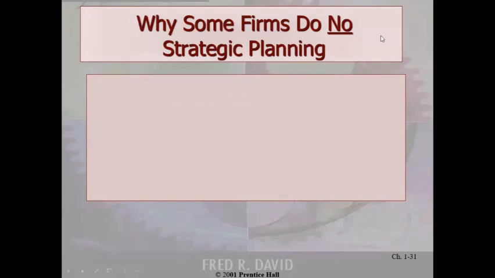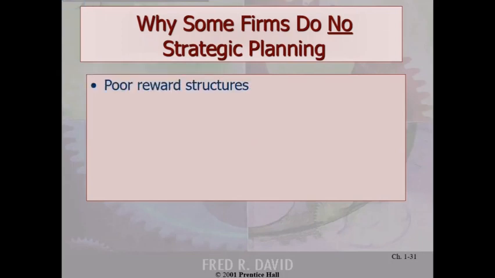So again, why do some firms not do strategic planning? Okay, so the first thing is the poor reward structure. So when an organization assumes success, it often fails to reward successes, and when failure occurs, then the firm may punish.